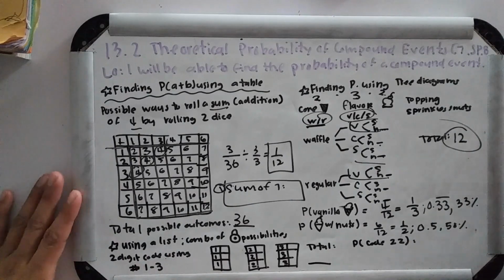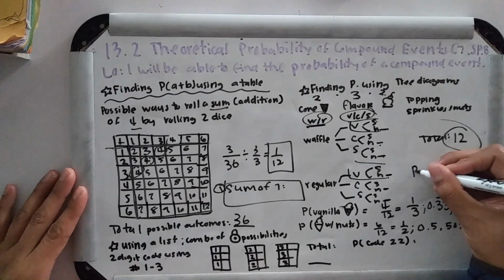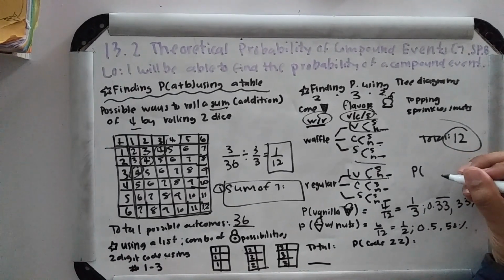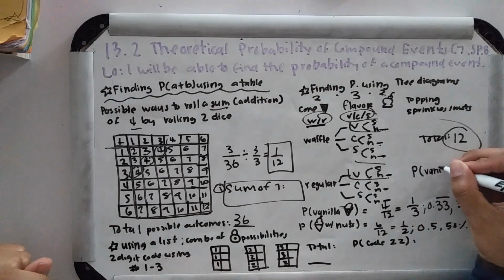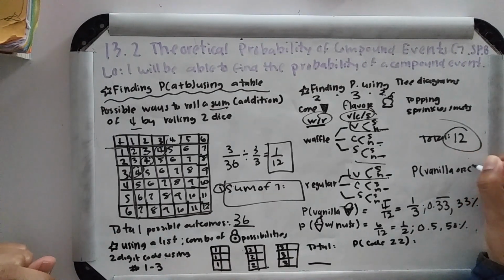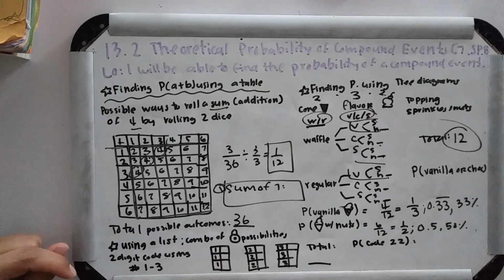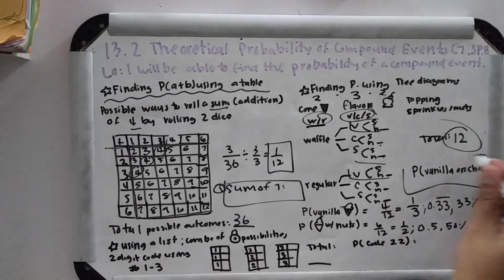Okay, go ahead and tell me the probability of getting a vanilla or chocolate ice cream cone. Okay, here we go. Last one right here. This one we're gonna use a list.